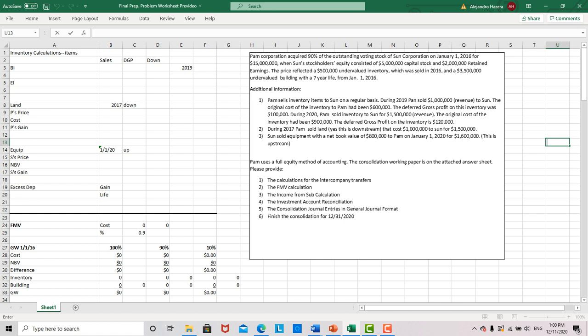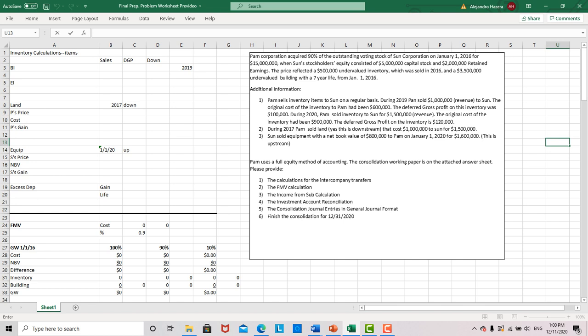Palm acquired 90% of the outstanding voting common stock of Sun on January 1, 2016 for $15 million, when Sun's stockholders' equity consisted of $500,000 common stock, $5 million capital stock, and $2 million of retained earnings. The price reflected a $500,000 undervalued inventory and a $3.5 million undervalued building with a 7-year life from January 1, 2016. Okay, and then additional information.